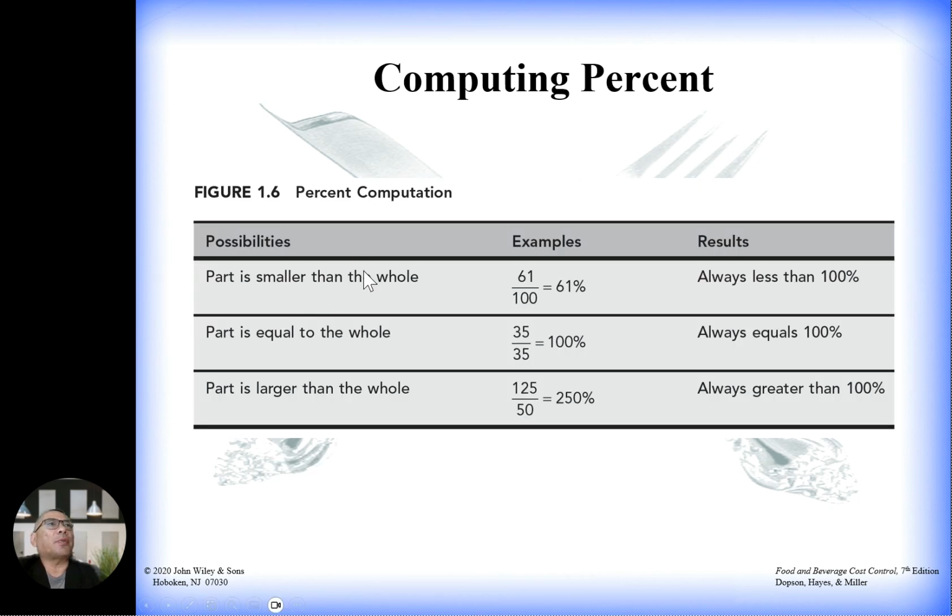Percentage computation, for example: when the part is smaller than the whole, 61 divided by 100 is 61%, a result less than 100%. When the part is equal to the whole, 30 divided by 30 is 100%. When the part is larger than the whole, 125 divided by 50 is 250%, which is greater than 100%.